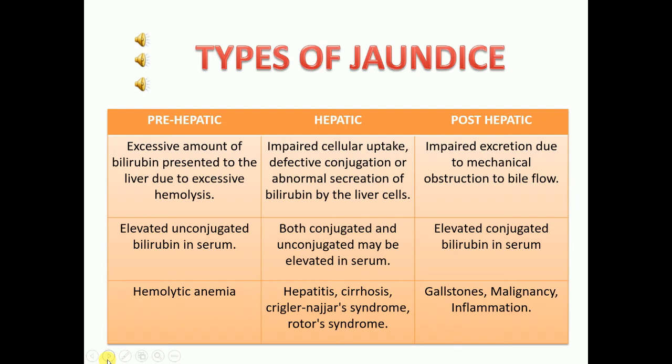Next comes post-hepatic jaundice. Post-hepatic jaundice mainly occurs due to impaired secretion due to mechanical obstruction to bile flow. This is also called obstructive jaundice. In this, the conjugated bilirubin is elevated, and it mainly occurs due to gallstones, malignancies or inflammations.